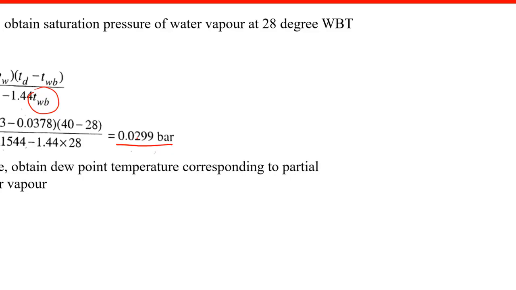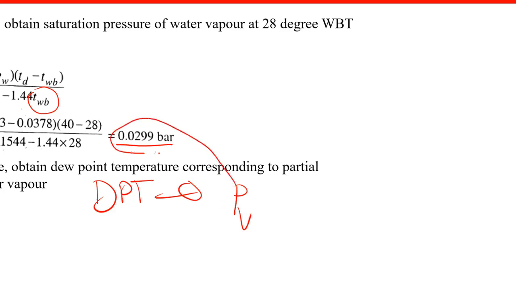How to get the dew point temperature? The dew point temperature is obtained corresponding to the partial pressure of water vapor, which we already obtained, that is 0.0299 bar. Just remember the pressure-temperature link. If you want the DPT, you should know the PV. If you want PW, you should know the wet bulb temperature, or if you want the wet bulb temperature, you should know the PW. Clear? Okay.